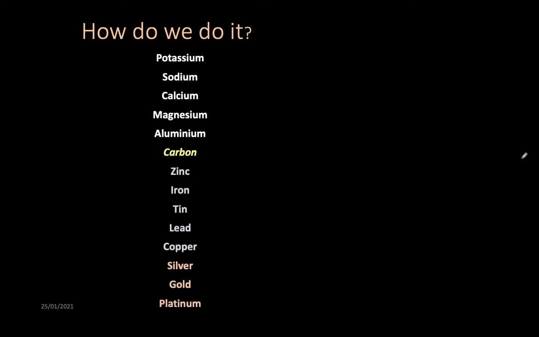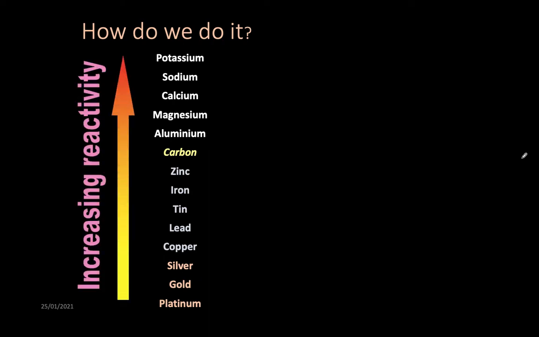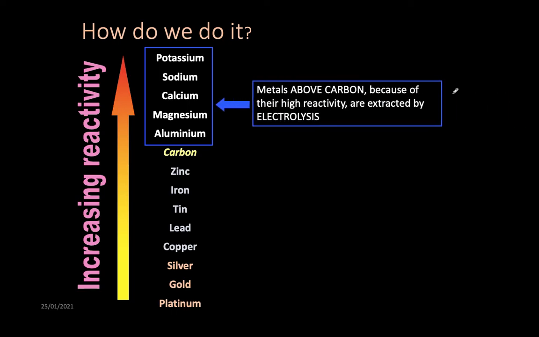This, in case you are unfamiliar, is the reactivity series. As we move from platinum all the way up to potassium, they become increasingly reactive. So platinum would be your least reactive, potassium your most. Aluminium, magnesium, calcium, sodium, potassium, everything above carbon, because they are so reactive, are extracted by electrolysis.